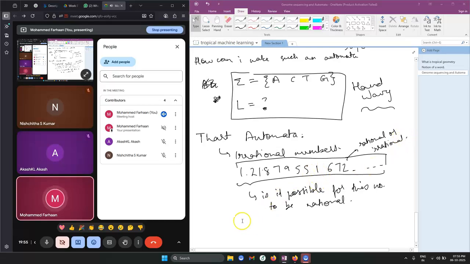What it means for something to be rational or irrational in this sense is that, let's take just 1 by 3. If I decimal expand this, it is 0.33333, which I can write as 0.3 repeating. Similarly, I can write a rational number like 0.232323, which is 0.23 repeating.